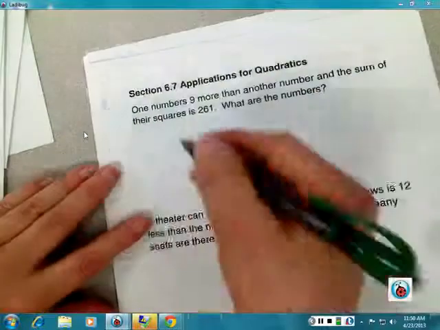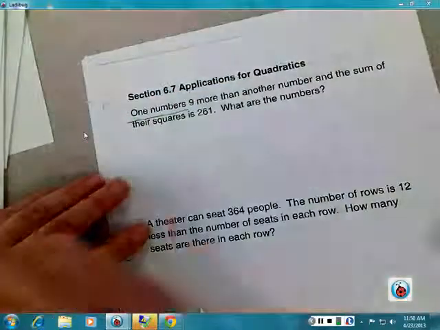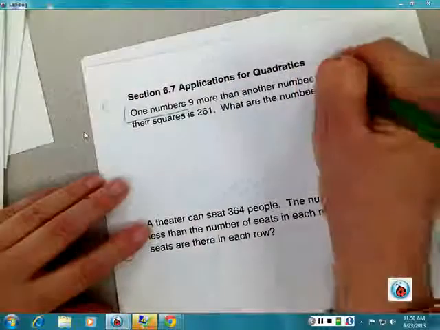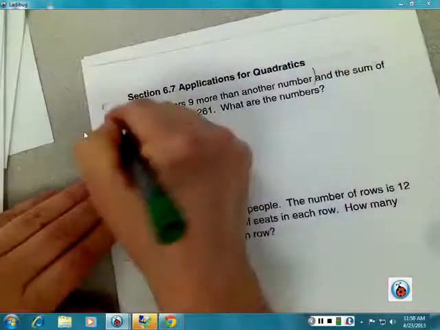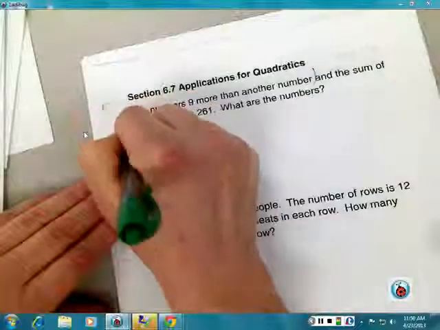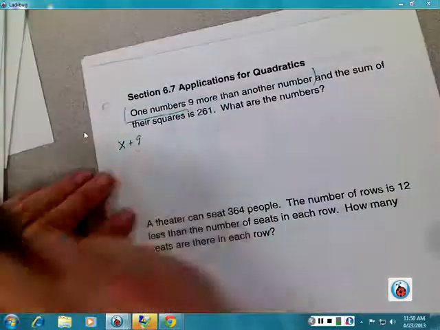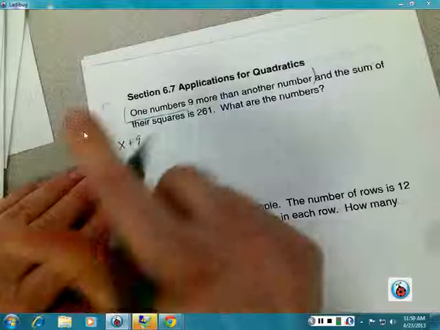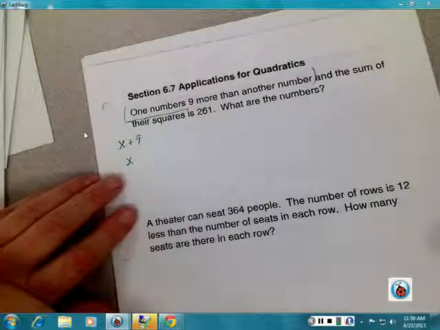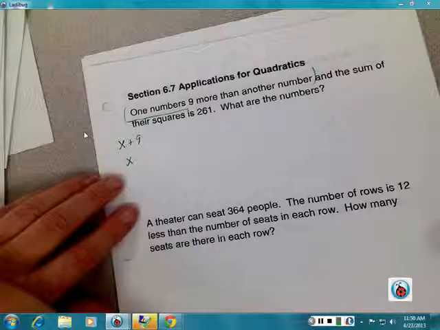So we need to read this carefully. It says one number is 9 more than another number. If we stop right at that point, that's giving me my two values. One number is 9 more than another number, so one number is x plus 9. The original number is just plain ordinary x, because I have my two numbers in that sequence.